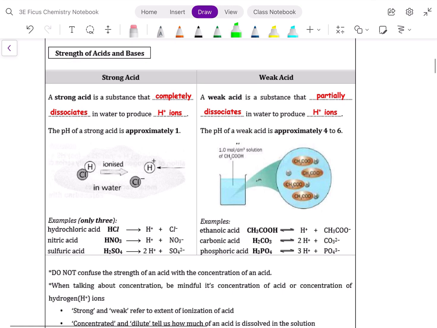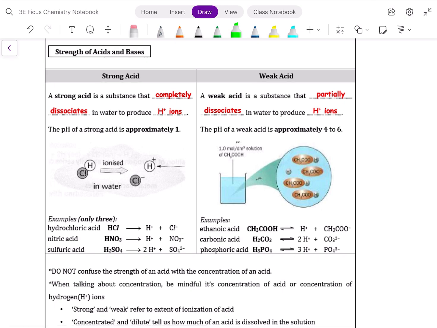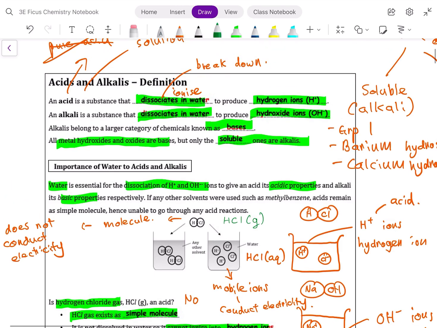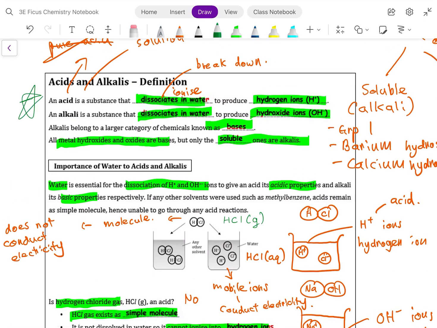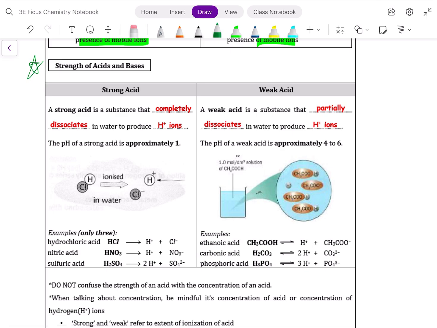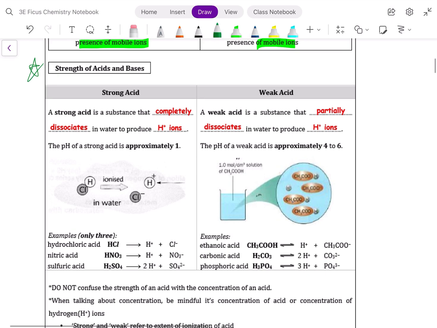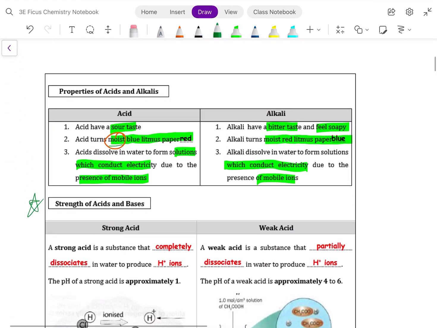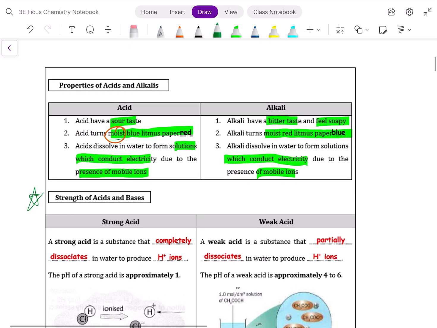So the next thing we have is the strengths. This is the second most important concept, after the definitions of what an acid and a base are. Every big box like this is one important concept that you ought to know.